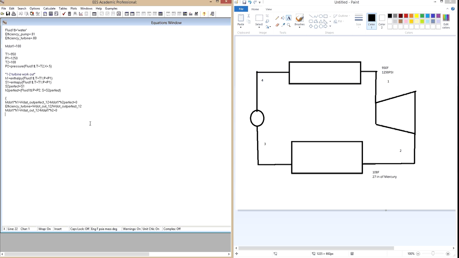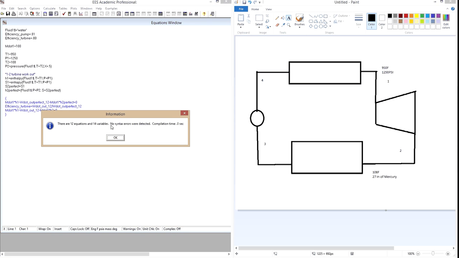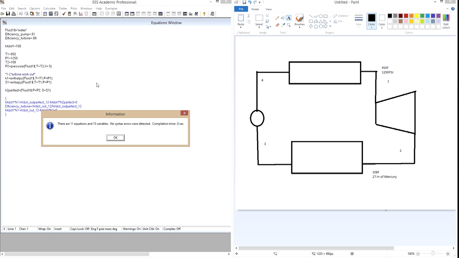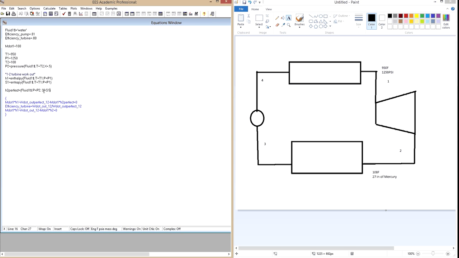You can bracket out your equations, double check. 12 equations, 14 variables. So this block is not my problem. Something up in here. P1 is defined, T1 is defined, so H1 and S1 are both defined. I'm just going to go ahead and drop this out, although I get the feeling that it's a little bit taller. S equals S1. Let's check this. 11 equations, 13 variables. So that's not the problem.